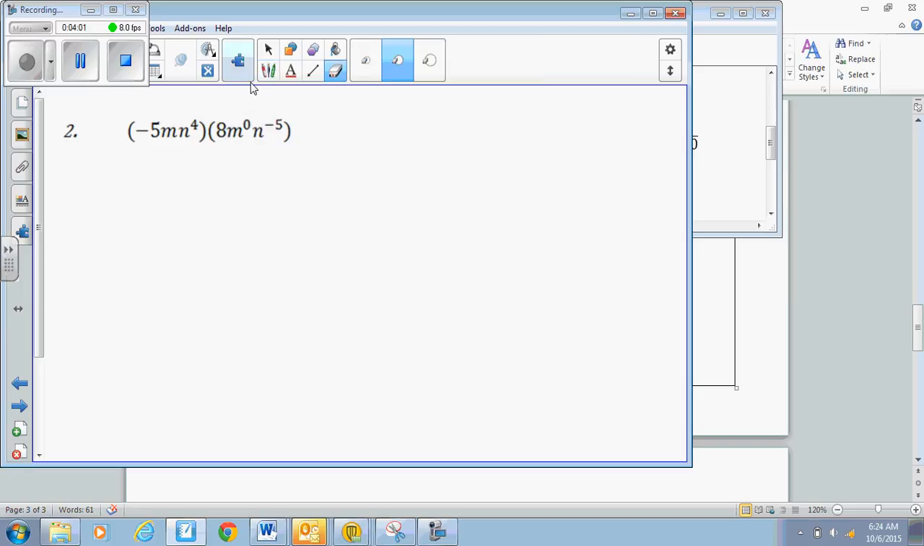Okay. So what I would do here, we're going to use the rules of exponents where we can multiply. Negative 5 times 8 is negative 40. What's going on here?